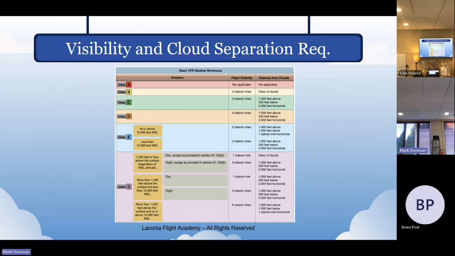Any ideas? Any ideas, Mike? Airplanes are faster. That's right. Above 10,000 feet, they can fly above 250 knots. So we want to give ourselves a little bit more visibility and distance from clouds, so we might have a chance as a pilot to see the other aircraft coming at us.